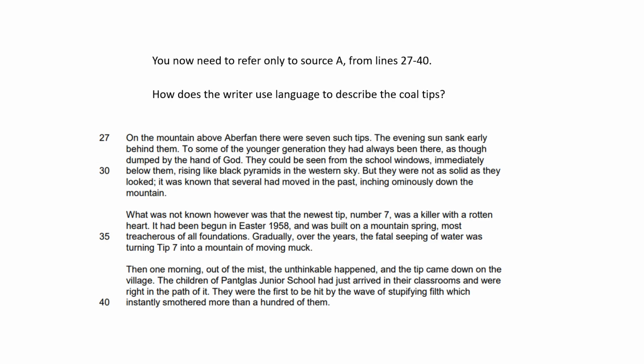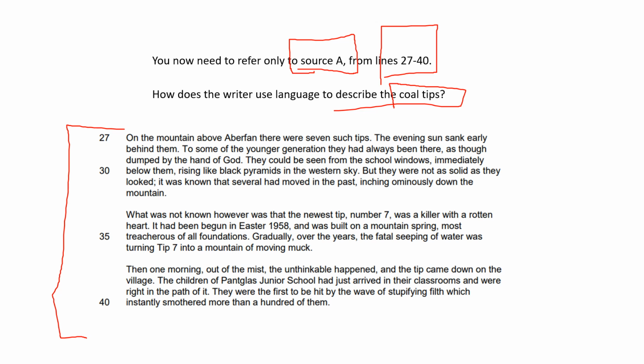So here we have a reminder of the question. You now need to refer only to source A. So remember, there are 2 sources. We are just looking at source A. And we have the line numbers we need to look at, lines 27 to 40. How does the writer use language to describe the coal tips? The focus of the question being the coal tips. You can see here the line numbers are correct. We are looking at lines 27 to 40. You should now pause the video, read the extract and think about what references and quotations you would be using for this particular question.